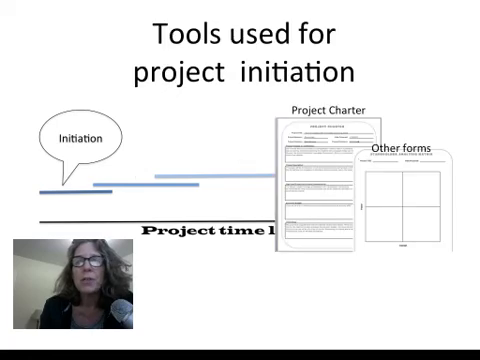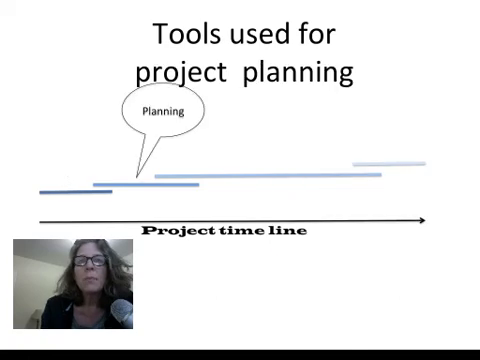So let's look at initiation first. There are a couple of forms that are used often in initiation. The main one is a project charter or project definition form. And there are other forms too, like a stakeholder analysis matrix or responsibility matrix. But generally it's the project charter where people decide ahead of time what they've agreed to and what the expectations are associated with it.